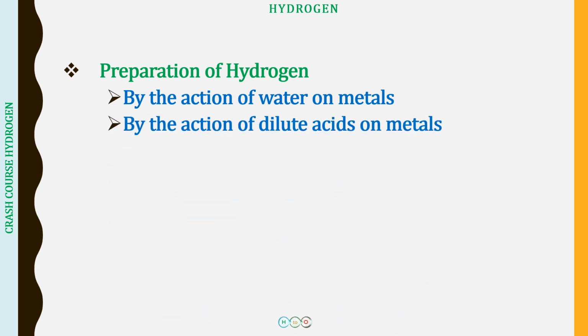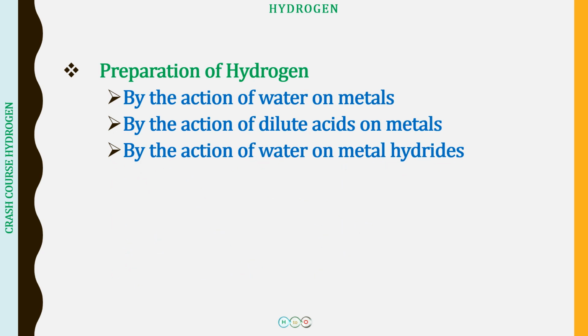The next is the action of dilute acids on metals. Metals react with dilute acids to evolve hydrogen, and all these metals are above hydrogen in the activity series. Then we have the action of water on metal hydrides. Metal hydrides, for example lithium hydride, sodium hydride and so on, when they react with water, you again get hydrogen.